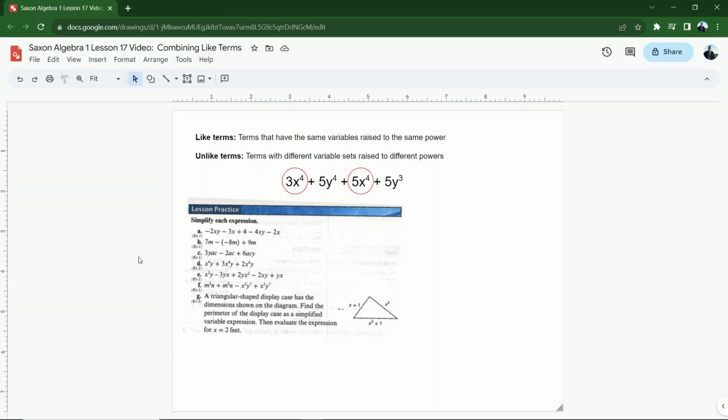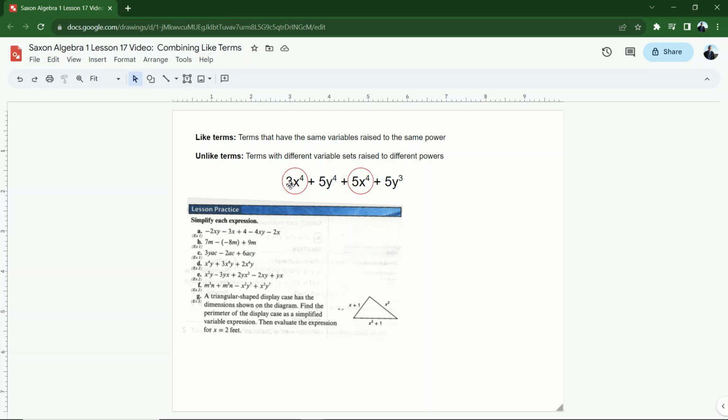So whenever I say that two terms are like terms, notice we're using the word terms, so we're referring to numbers that are separated by plus and minus signs in an expression. Like terms can have different coefficients, but that's the only thing that can be different. The variable set has to be exactly the same.